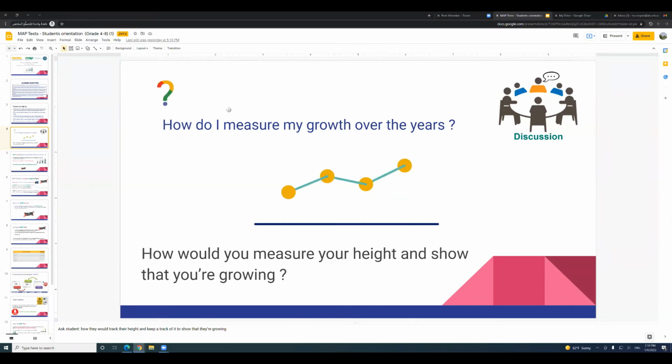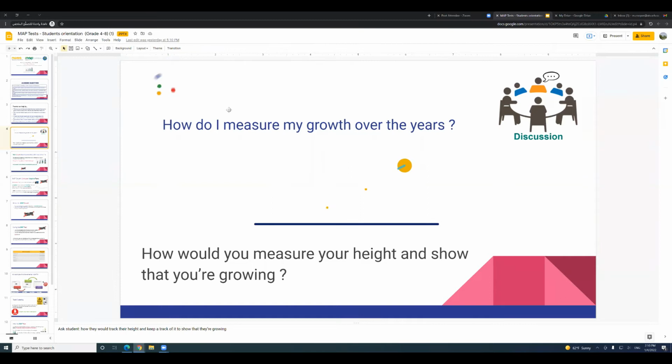So as an example, we've got a little snippet there at the bottom. How would you measure your height and show that you're growing? You'd use a chart, or you'd ask someone if you were younger to measure you with a tape measure. Would you do that every day? No, because you wouldn't notice the growth. But if you did it regularly over the years, you would notice the growth.